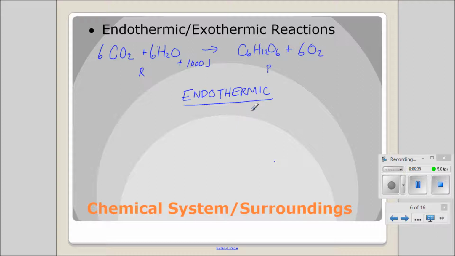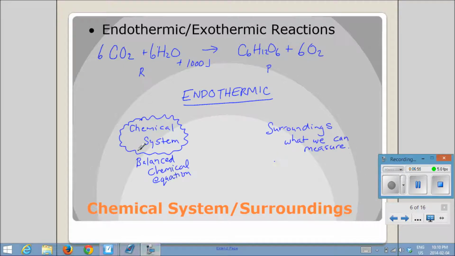Well, let's talk about that a little bit further if this is endothermic. We're going to talk about it in terms of our chemical system and our surroundings. Our chemical system is our balanced chemical equation. The surrounding is what we can measure. Around that chemical system, you have the surroundings, which is what we can measure, and generally it is air or water. It's the majority of the molecules that surround our chemical system.